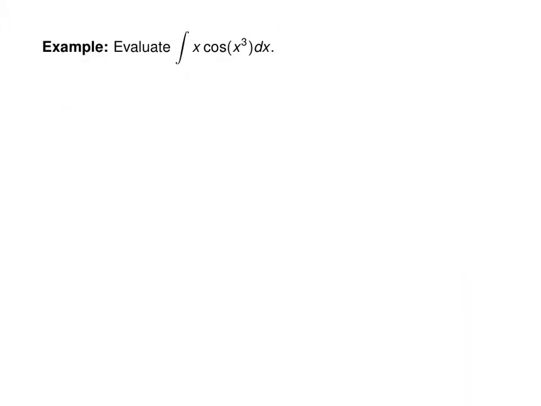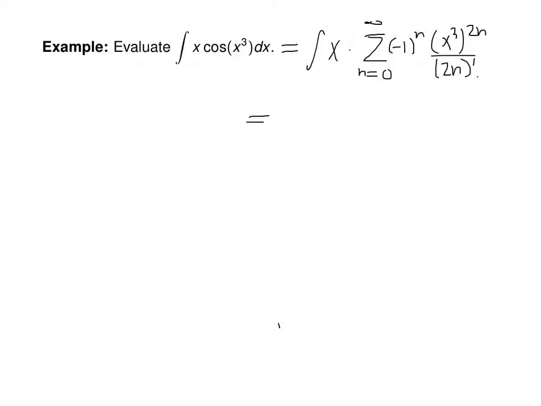Alright, let's evaluate the integral of x cosine x cubed. So, and I'd like just to give your answer as a sum. So we have, this is equal to x times the sum from 0 to infinity, negative 1 to the n, x cubed to the power of 2n, all over 2n factorial. That's the same thing as the integral of the sum from 0 to infinity, negative 1 to the n, x to the 6n plus 1 over 2n factorial.